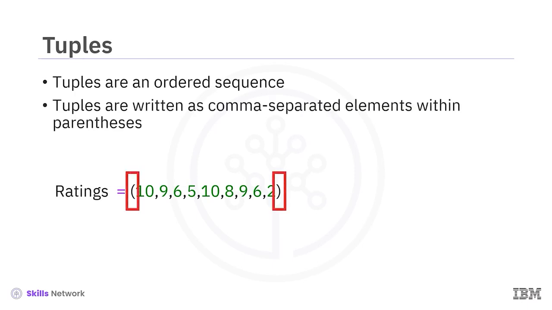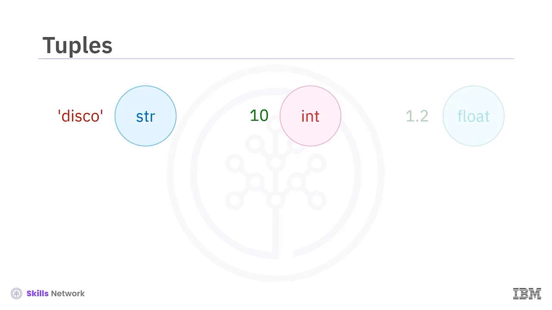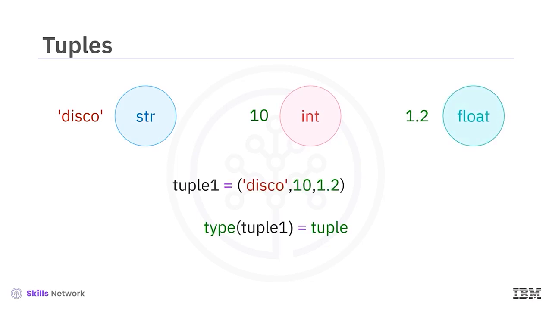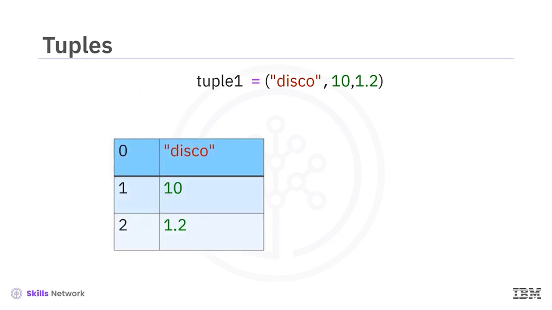Tuples are expressed as comma-separated elements within parentheses. These are values inside the parentheses. In Python, there are different types: strings, integer, float. They can all be contained in a tuple, but the type of the variable is tuple. Each element of a tuple can be accessed via an index. The following table represents the relationship between the index and the elements in the tuple.